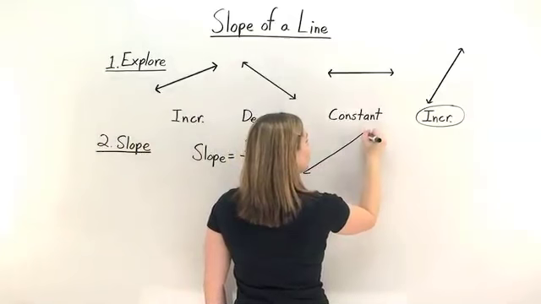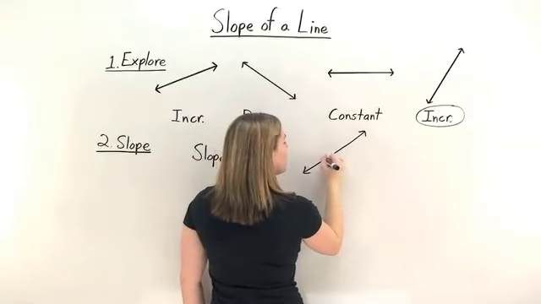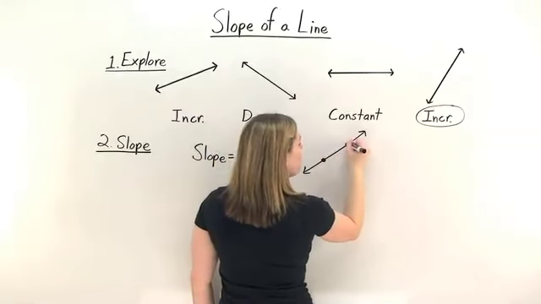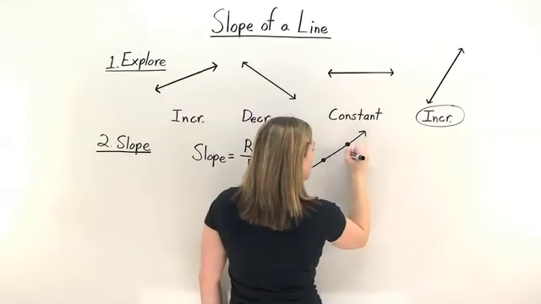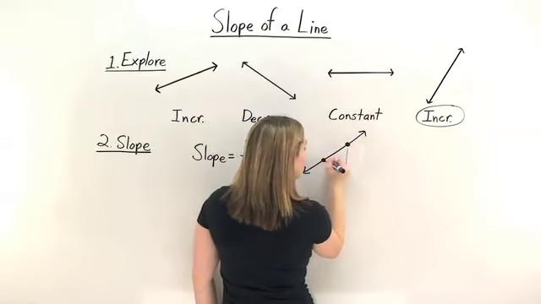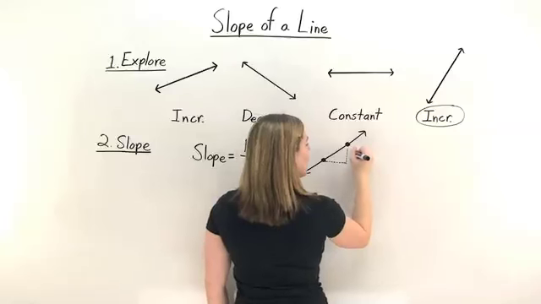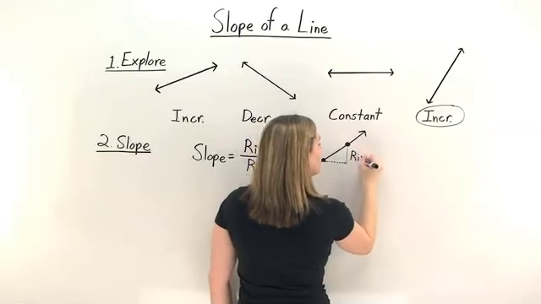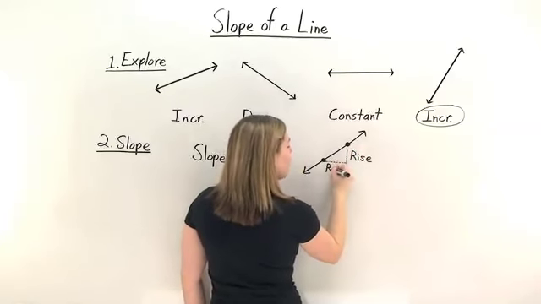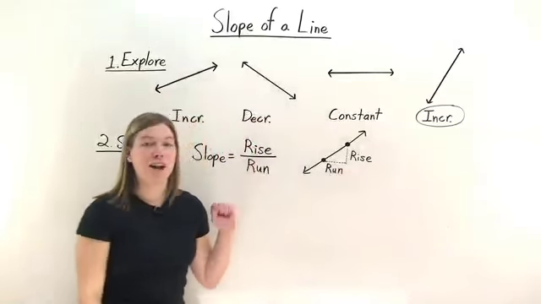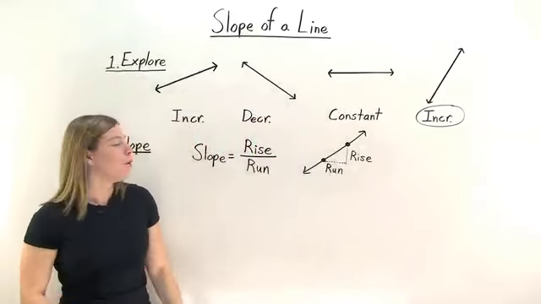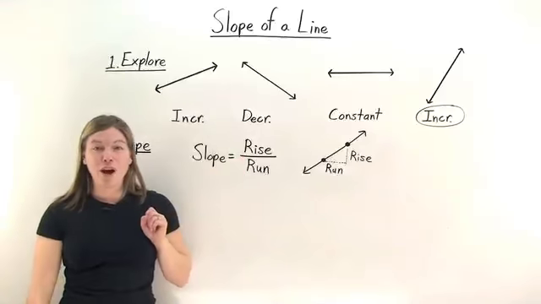To see this change, let's take a look at a line. Let's say that we want to move from one point to another on the line. Well, to do that, we move a vertical distance and a horizontal distance. The vertical distance is called the rise, and the horizontal distance is called the run. So, to find the slope, we take the rise over the run.